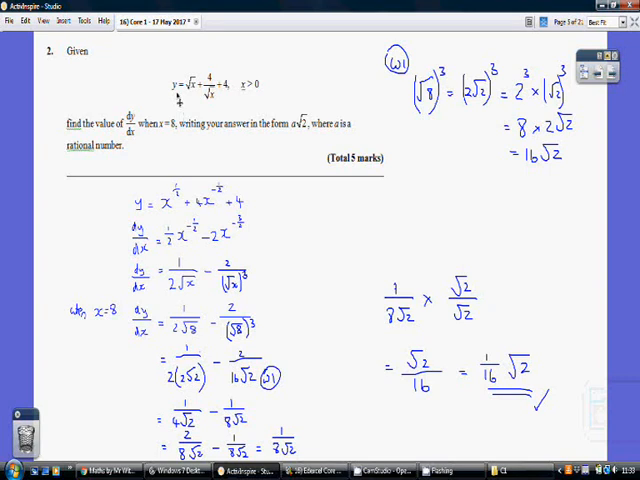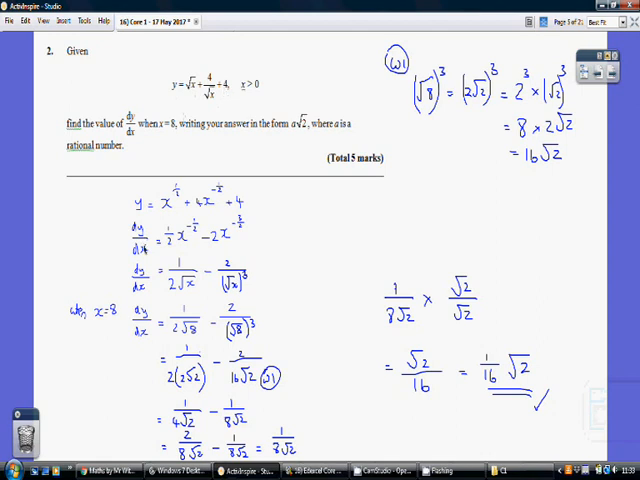So let's first of all write this function not using the square root signs but using indices. So the square root of x is x to the half, and the square root of x is obviously x to the half, but taking this from the denominator to the numerator, this becomes x to the minus a half. So this second term becomes plus 4x to the minus a half, plus 4.